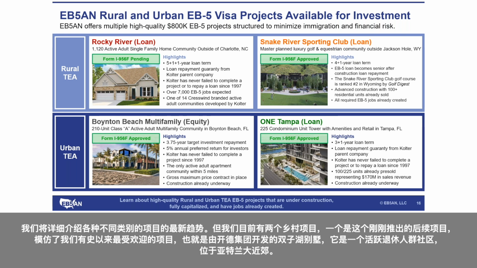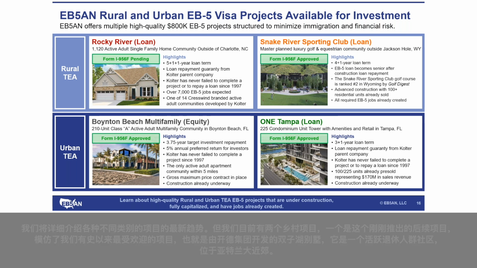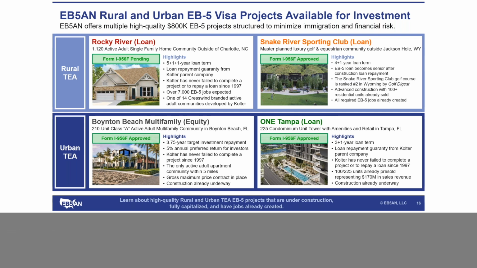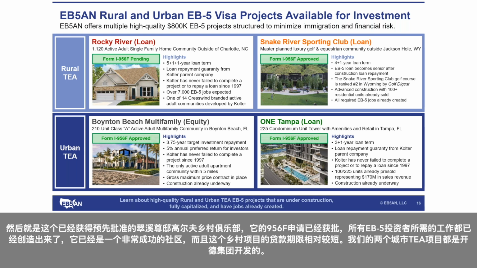But the two rural deals that we currently have: one is a follow-on, and we just launched this to our most popular project we've ever had, the Twin Lakes project developed by Coulter, an active adult neighborhood right outside of Atlanta. We now have the next version of that, a similar neighborhood right outside of Charlotte, North Carolina. And we did just submit that I-956, so that's pending, but very similar in terms of the project itself. And the pre-approved rural deal that we have is our Snake River Sporting Club, which is a deal where it's 956F approved. All the jobs needed for every EB-5 investor are already created.